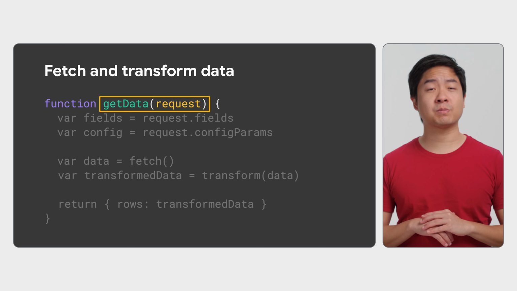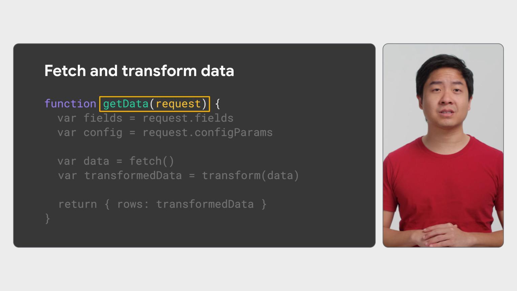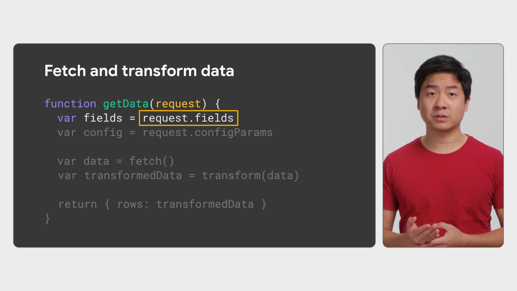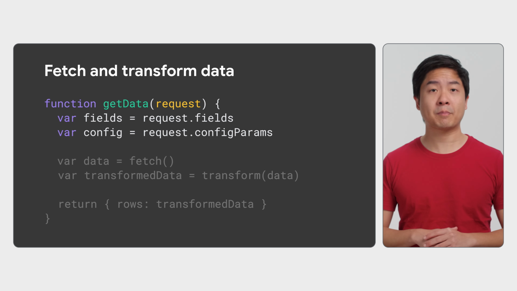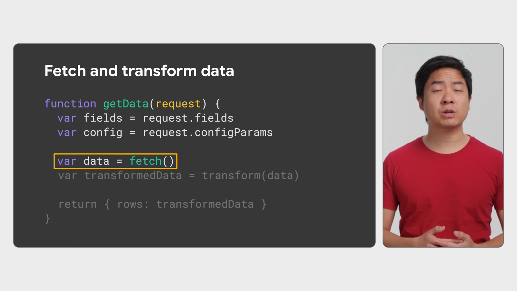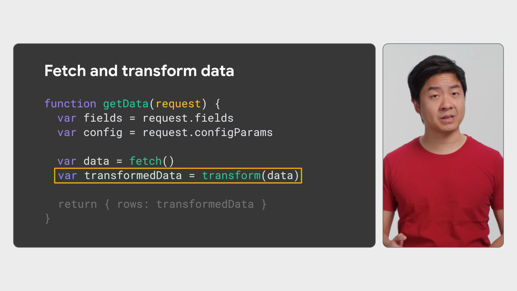Looker Studio calls this method to fetch data from your connector's data source. Looker Studio passes in a request object that contains the fields it wants, the data filtering, and the connector's config parameters. Your connector then must fetch the right data and transform it to follow the schema you previously defined.